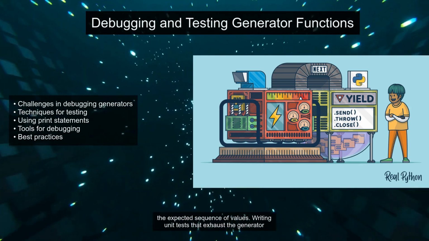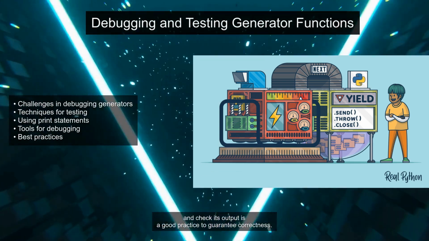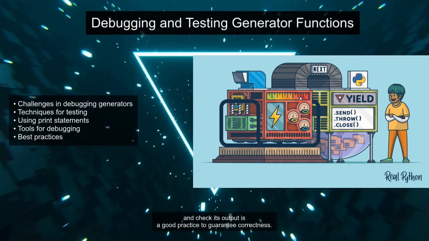Testing generators involves ensuring they yield the expected sequence of values. Writing unit tests that exhaust the generator and check its output is a good practice to guarantee correctness.